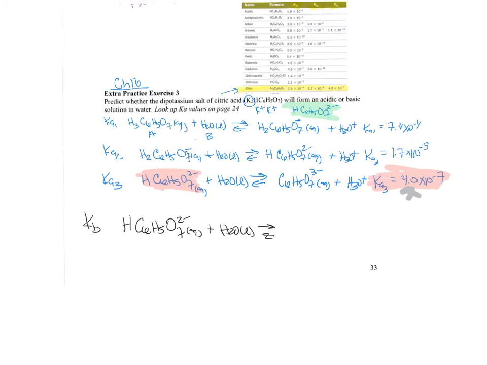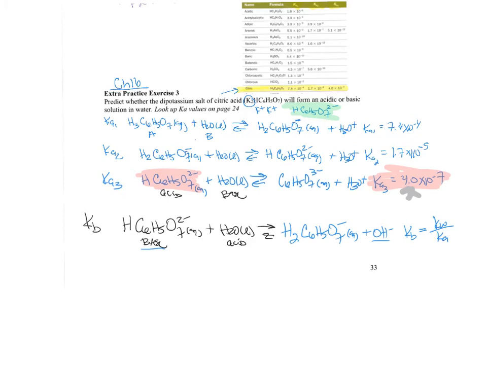So as a base, and water is an acid or a proton donor. And a reminder, this was an acid, so water is a base. Bases accept a proton, so I'm forming H2C6H5O7 minus and hydroxide. And this is a Kb reaction because I'm looking at a base reaction forming hydroxide. So we're going to have Kw over Ka, and the key is to figure out which Ka do I divide it by. Is it going to be Ka1, Ka2, or Ka3?